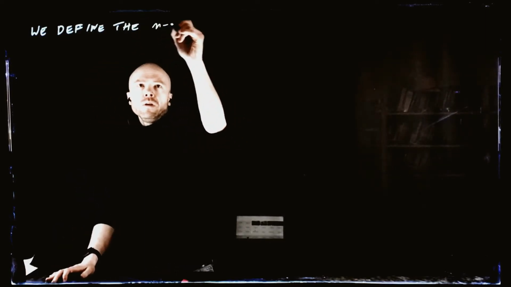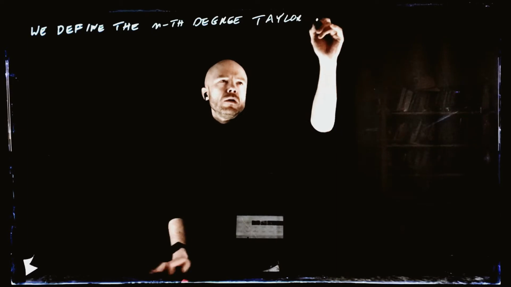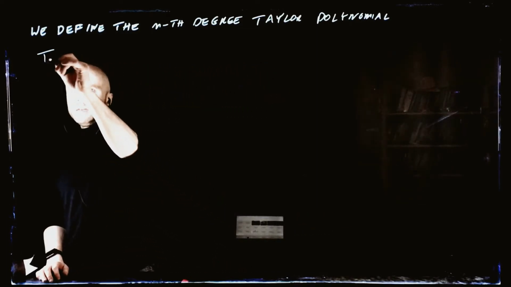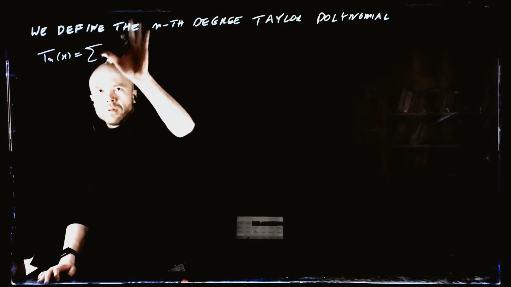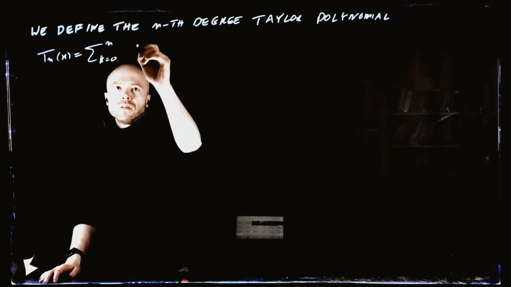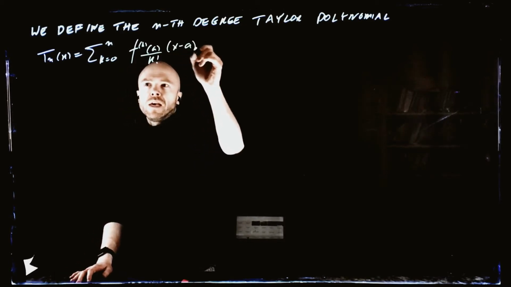Okay, so we define the nth degree Taylor polynomial as follows. T_n(x) is the sum from k equals 0 up to n of this general expression: f^(k)(a) over k factorial times (x minus a) to the power k.